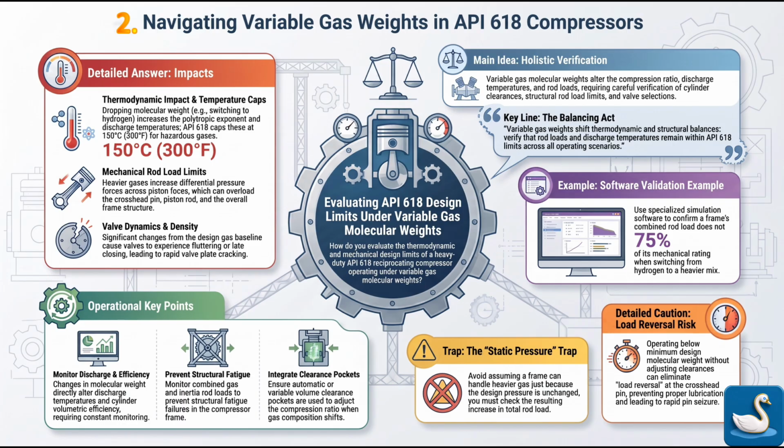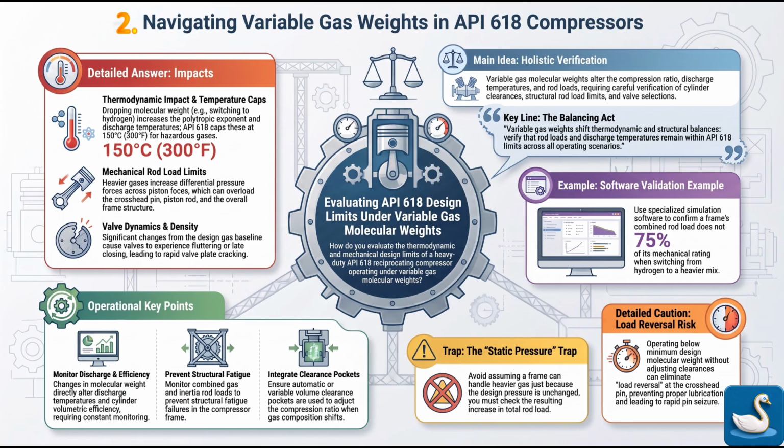If you operate below the minimum design gas molecular weight without utilizing automatic cylinder clearance pockets or variable volume pockets to artificially adjust the compression ratio, the cylinder pressure drops too low. And when it drops too low? When the pressure is too low, the gas does not push back against the piston with enough force during the expansion stroke. And what does that lack of pushback mean for the structural integrity of the rod? It means the piston rod ends up operating under continuous tension or continuous compression throughout the entire 360-degree crank cycle.